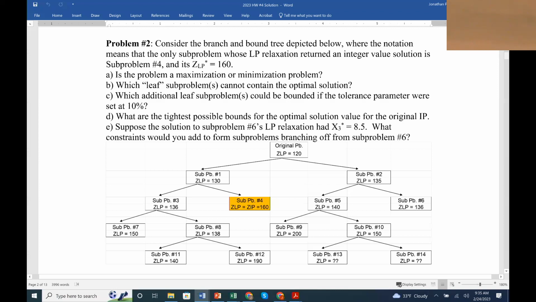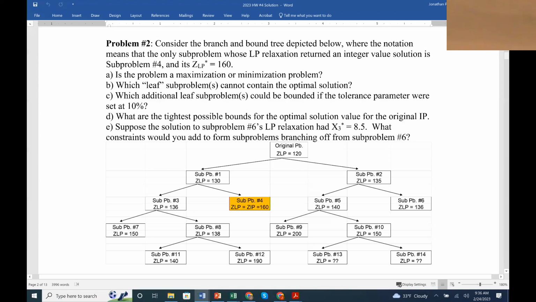Usually I'm nice, and part A of the question asks, is this a max or a min, to remind you that you've got to do that. But sometimes I'm grumpy and I don't make that part A, but you should still do that yourself. Make sure you know whether it's a max or a min. The notation here means when we solved that LP relaxation, it had an integer solution, so the IP's z value is 160. So we know for sure we can get a 160.